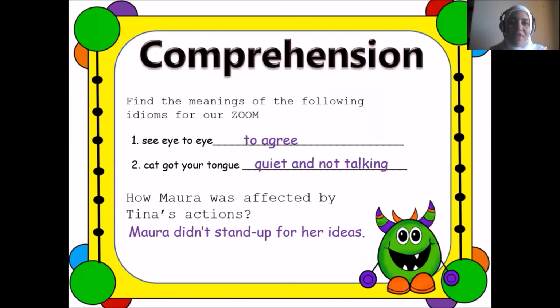So now that we have finished the story, I think we can find the meanings of the following idioms. See eye to eye is to agree on something. Cat got your tongue means you're quiet and not talking at all. Okay? How was Mora affected by Tina's actions? What happened to Mora? Mora didn't stand up for her ideas. She didn't defend her ideas. That's how Tina affected Mora.